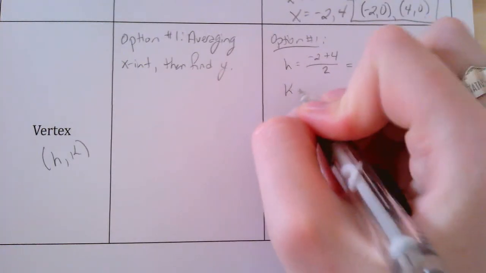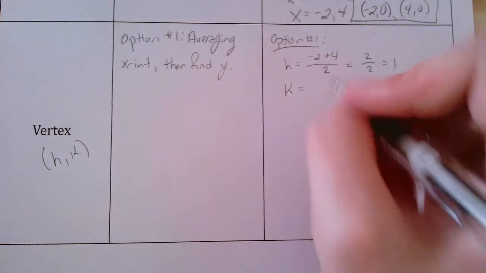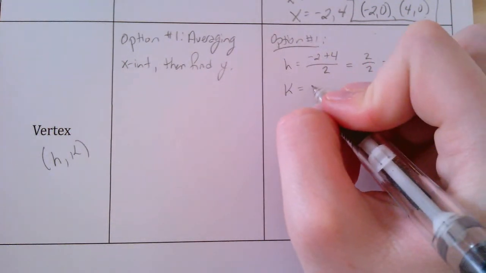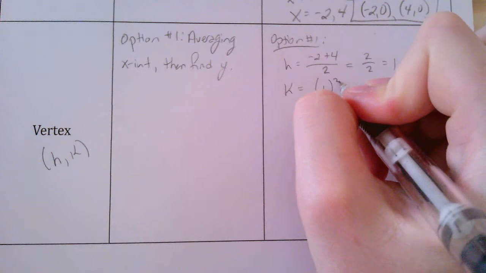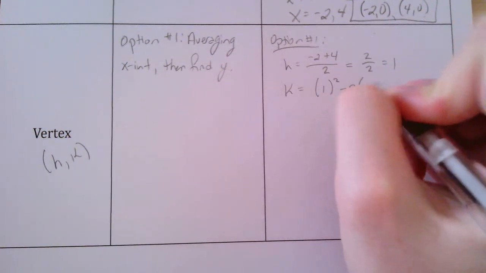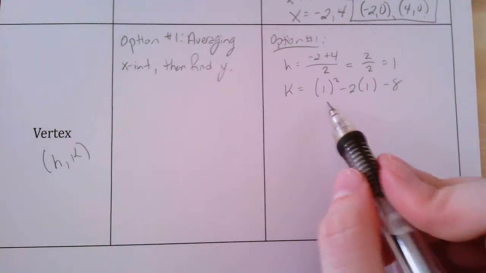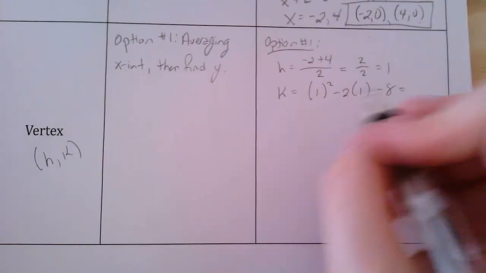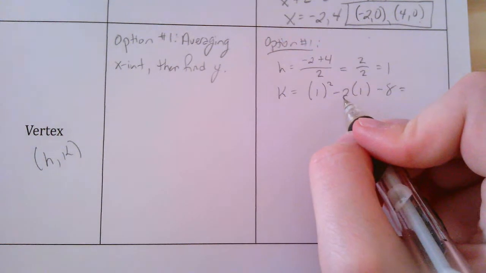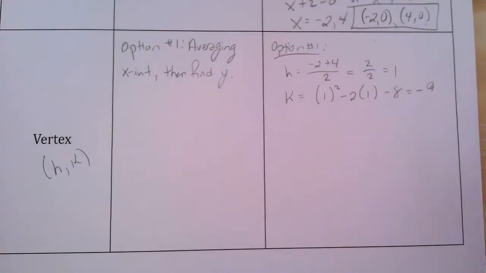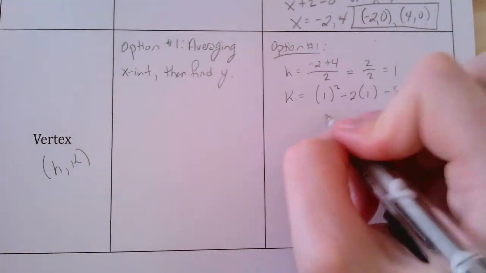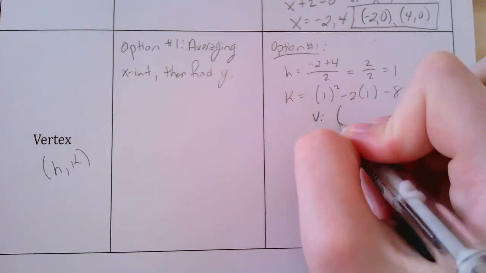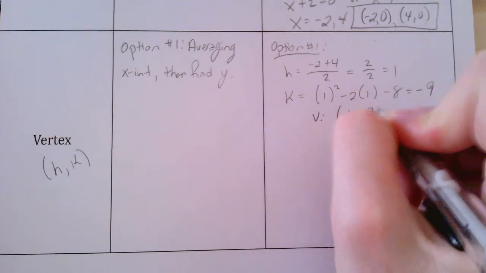And then to find k, you essentially just plug this back into your equation. So I'm going to plug in 1 for my x. So notice here I'm just plugging it into the equation to find my y values. And I'm getting 1 minus 2 is -1, so -9. Okay, so that's one method, and that means my vertex is going to be 1, -9.